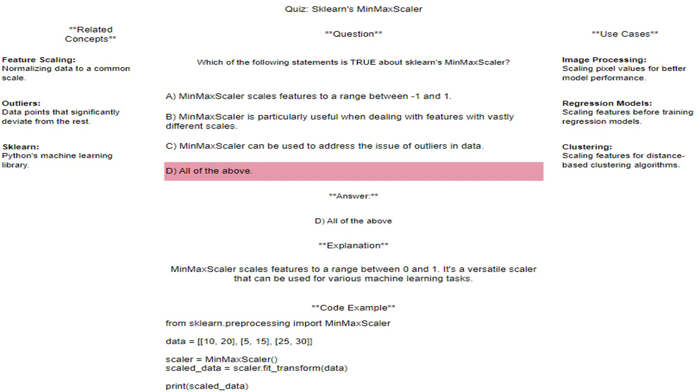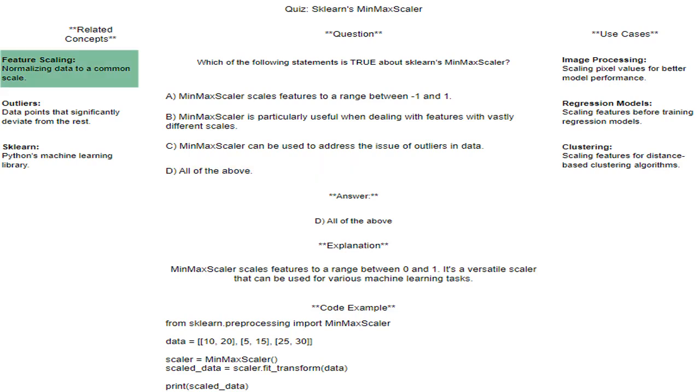B: Correct. MinMaxScaler scales features to a range between 0 and 1, making it suitable for features with different scales. C: Correct. MinMaxScaler scales features to a range between 0 and 1, which can help to reduce the impact of outliers on model performance. Correct. MinMaxScaler scales features to a range between 0 and 1, and is useful for features with different scales, and helps address outliers. D. All of the above. Feature scaling.